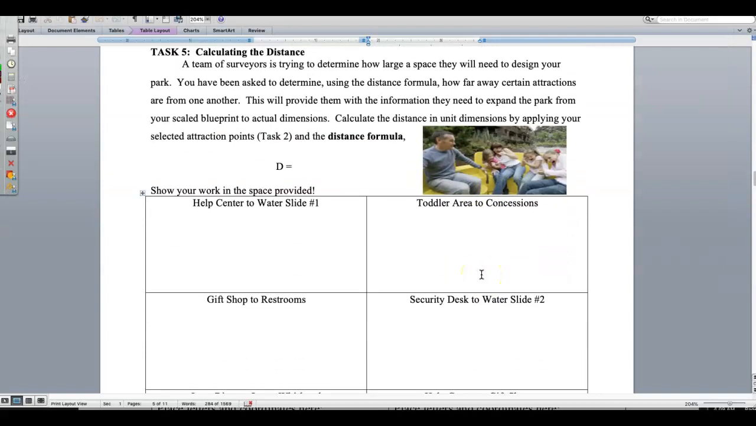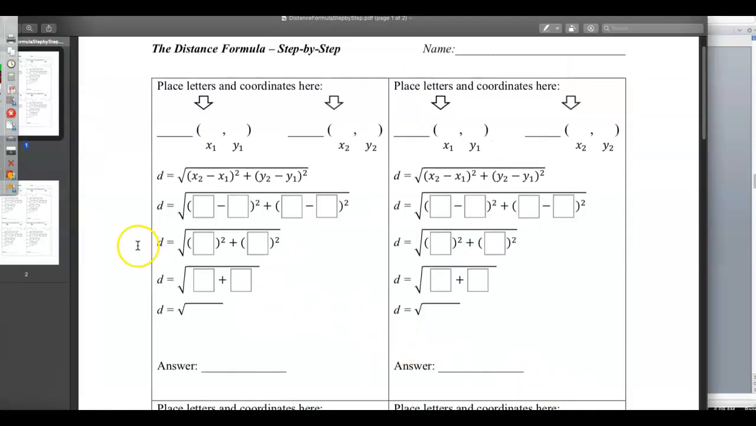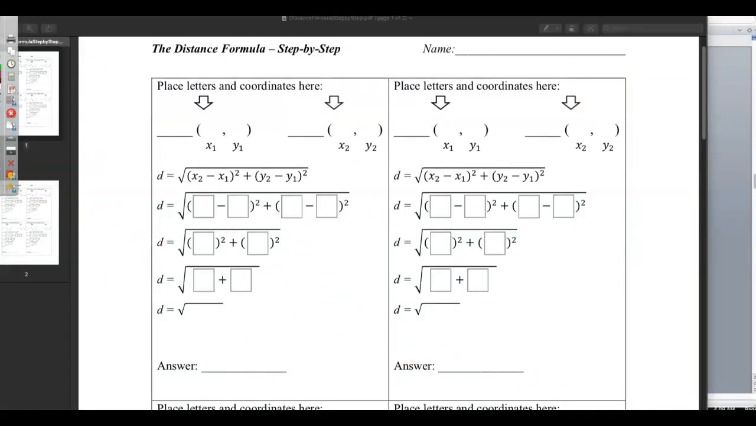So the first one I'm going to show you as an example is the toddler area to concessions again. The way I would show my work on these guided notes is I would write underneath that this is my toddler area, and then this is my concessions, so that I can understand your work. And then I would write in the coordinate points. The coordinate points for the toddler area were 7, -12. And for the concessions, they were -5, -4.